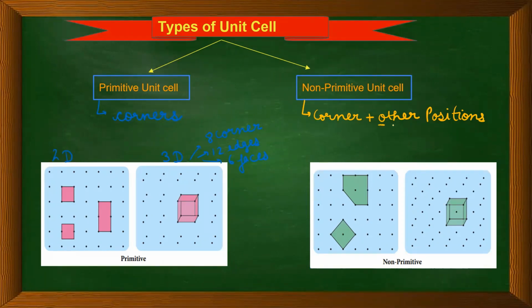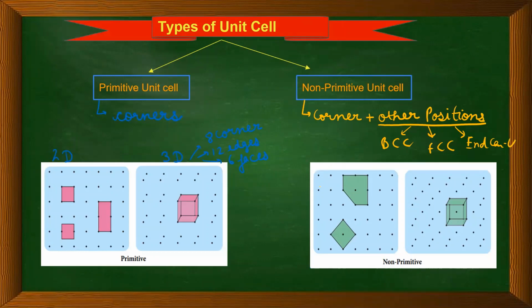And based on those other positions, we will further classify non-primitive unit cells into other categories, which are body-centered, that was represented as BCC, FCC when the particles are present on the center as well as the center of each face, and the end-centered unit cell. We will discuss it in the next slide.